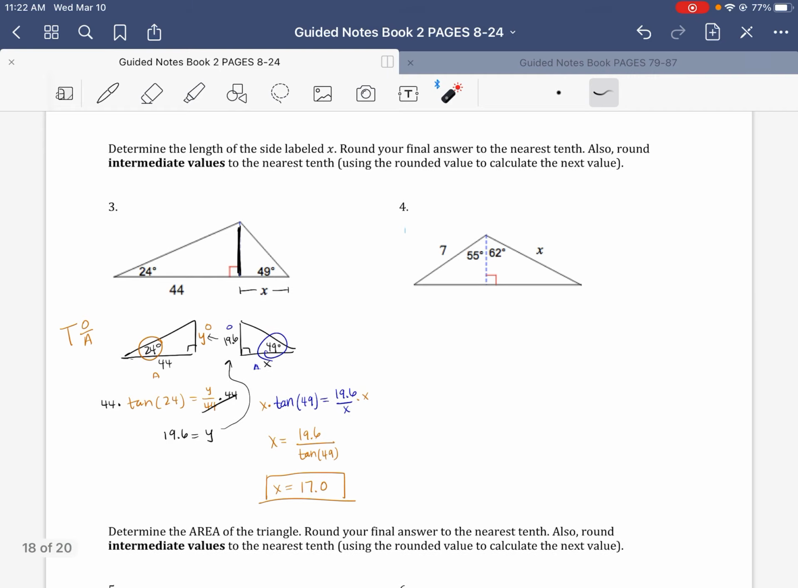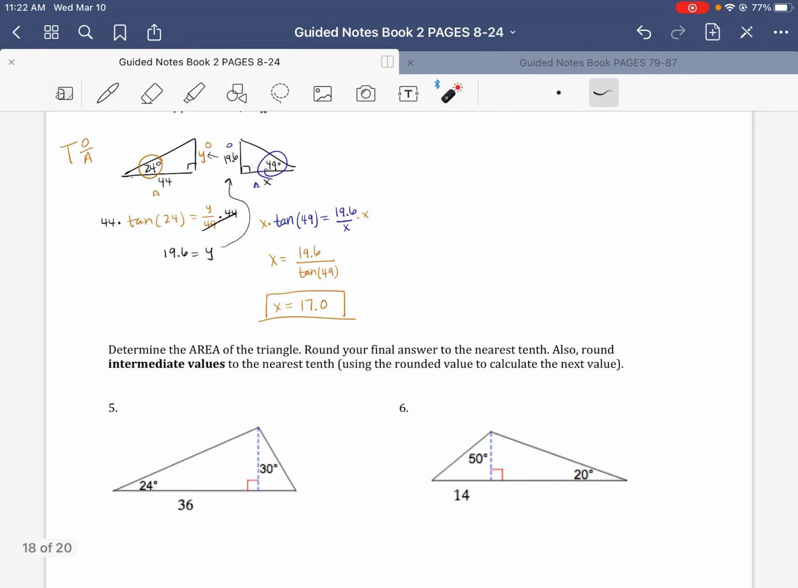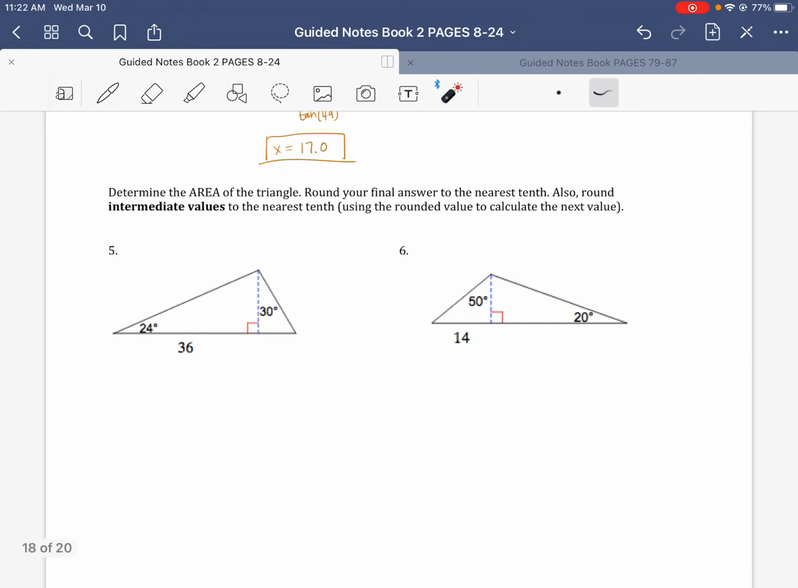Okay. All right, lastly, determine the area of a triangle. So again, this is asking you to find area. And when I look at a triangle, I know that the area of a triangle, I'm going to write it right here, is equal to 1/2 the base times the height, or a lot of my students like to write it as base times height divided by 2.